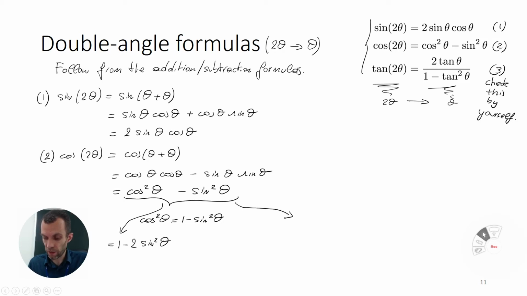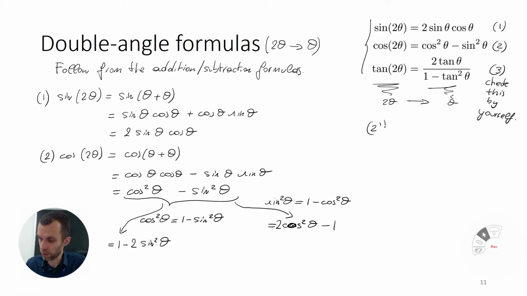On the other hand, we can also take sine squared theta and write it as 1 minus cosine squared theta. And then if we plug that expression into what we had previously, we get that this becomes 2 times cosine squared theta minus 1. So in fact, we get 3 formulas for the price of 1. And let me write them down below here.